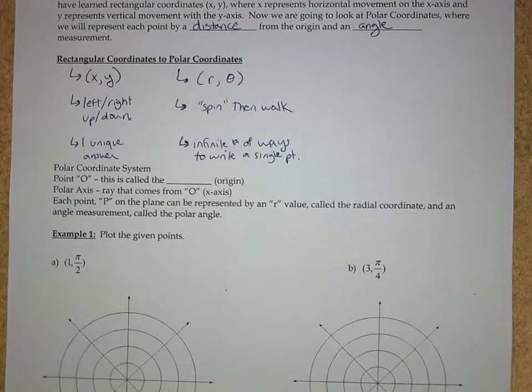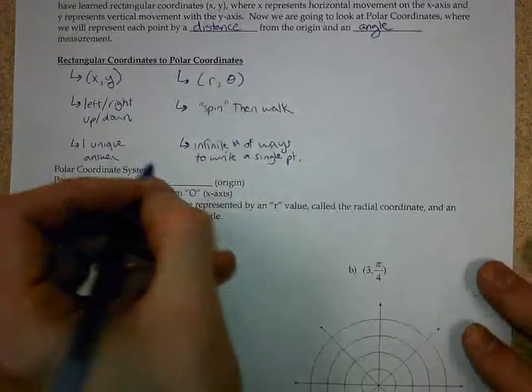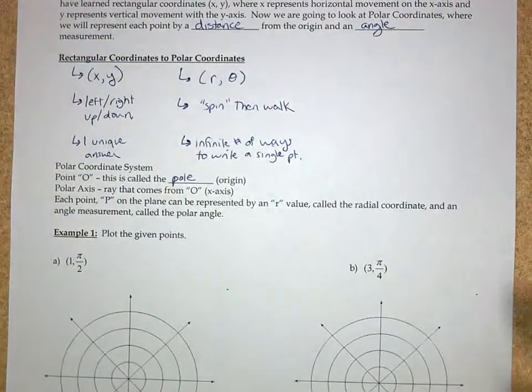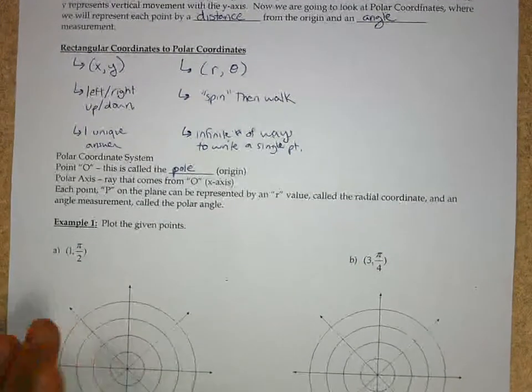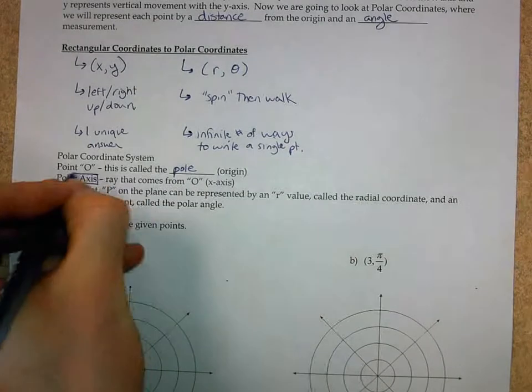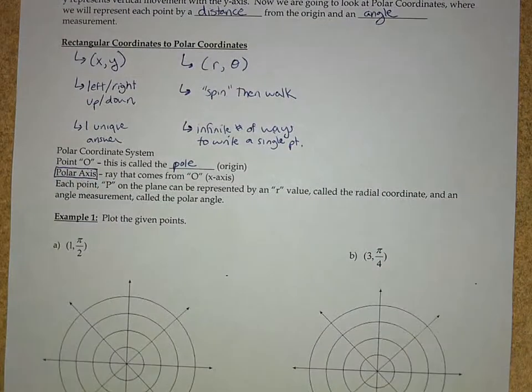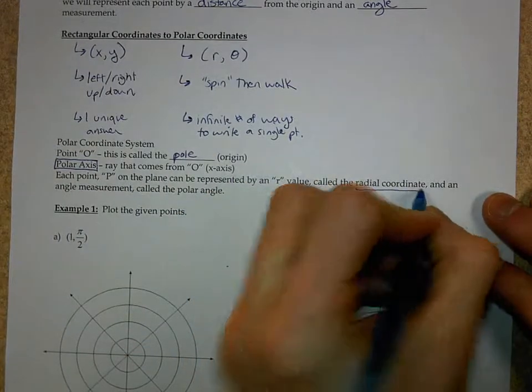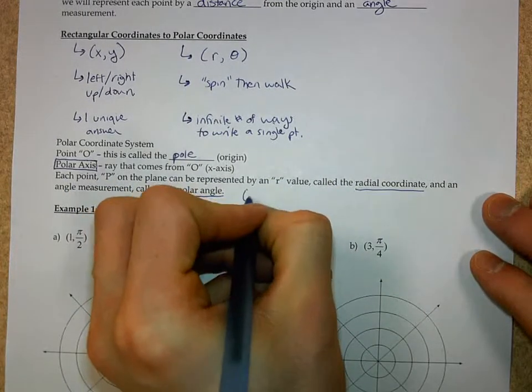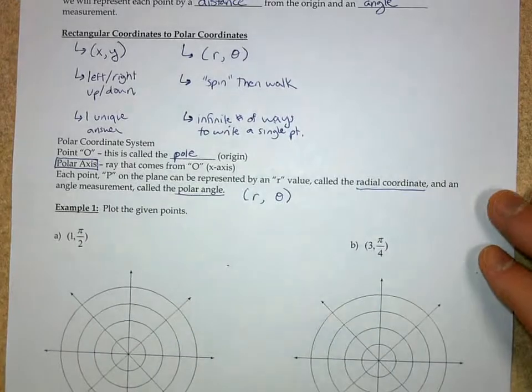So in the polar coordinate system, we call point O our starting point, and that is called the pole. We called it the origin in rectangular coordinates. That was 0, 0. The second piece that we have is the polar axis. And the polar axis is the equivalent of the x-axis that you would see in rectangular coordinates. And then finally, each point P on the plane can be represented by an r value, called the radial coordinate, and an angle measurement, called the polar angle. So radial coordinate, polar angle, is the format r, theta.